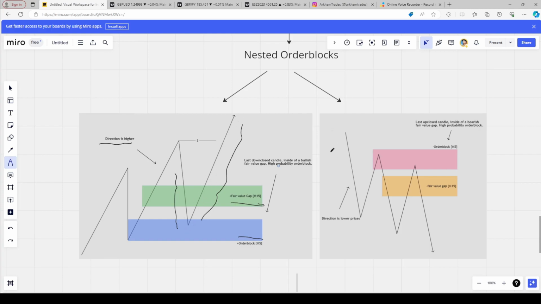Next, we have the bearish nested order block. Overall direction, price is lower. Price then breaks lower. We have a M15 bearish fair value gap, and then we have a M5 bearish order block. Price comes in, taps into the M15 fair value gap, and then taps into the M5 bearish order block, and then we see price continue to drop. This is a high probability order block right here.